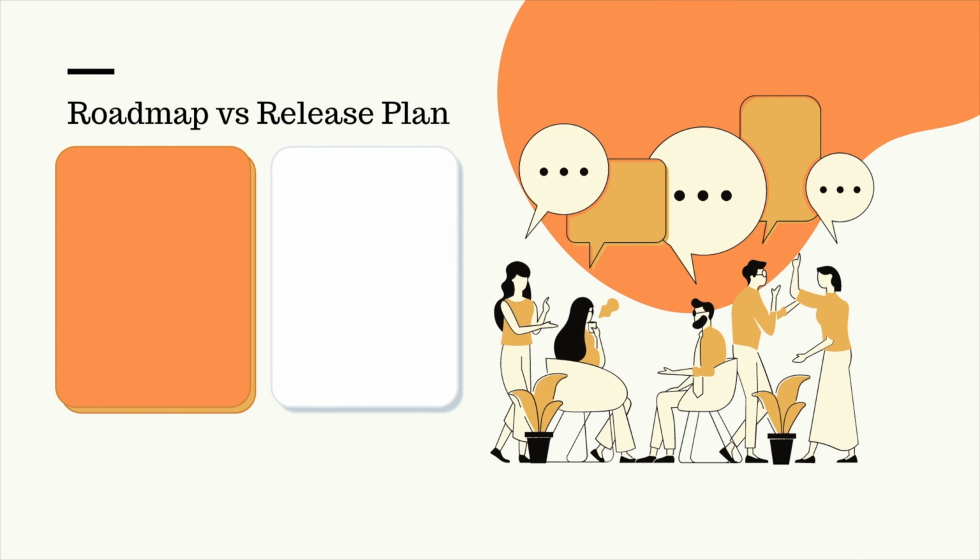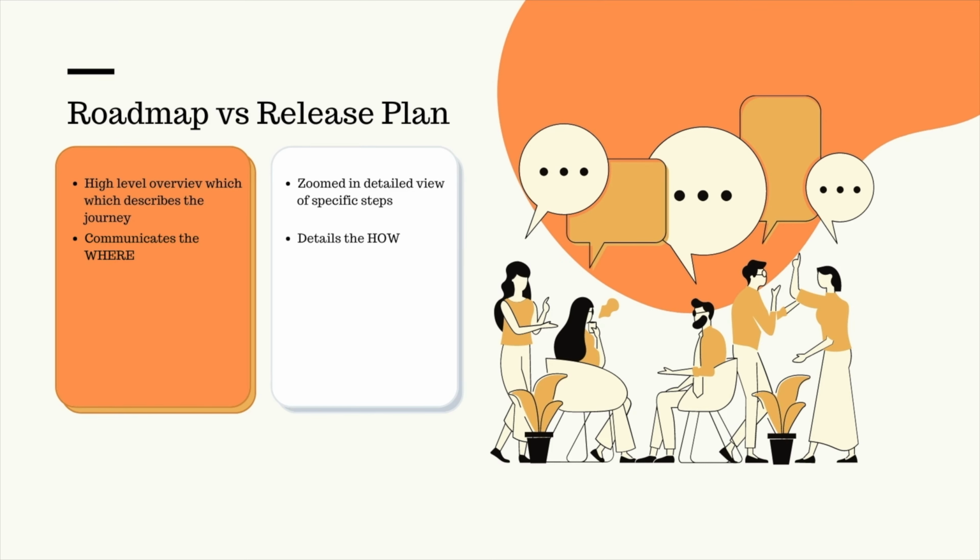Here's a quick rundown of the difference between a product roadmap and a release plan. A product roadmap is a high-level overview that describes the journey. A release plan is a zoomed-in, detailed view of the specific steps of the journey. A roadmap communicates the why. A release plan details the how. A roadmap spans over years of a product lifecycle. A release plan spans only a few months, or in some cases, a few weeks. A roadmap is generally shared with everyone, including external shareholders. A release plan is generally for the internal teams.